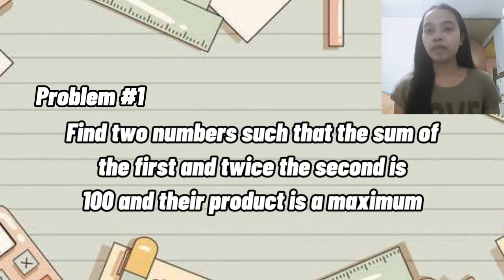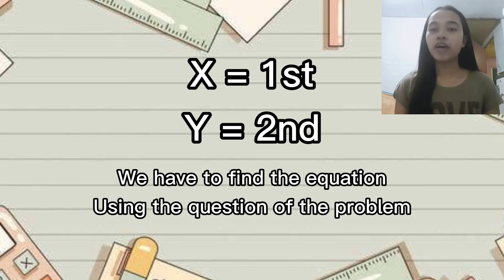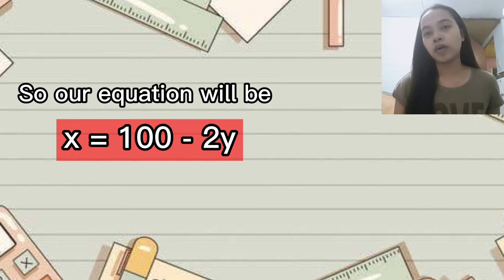So, let's get started. I have here a problem: find two numbers such that the sum of the first and twice the second is 100 and their product is a maximum. So, x is equal to the first and y is equal to the second. So we have to find the equation using the question of the problem. So our equation will be x is equal to 100 minus 2y.